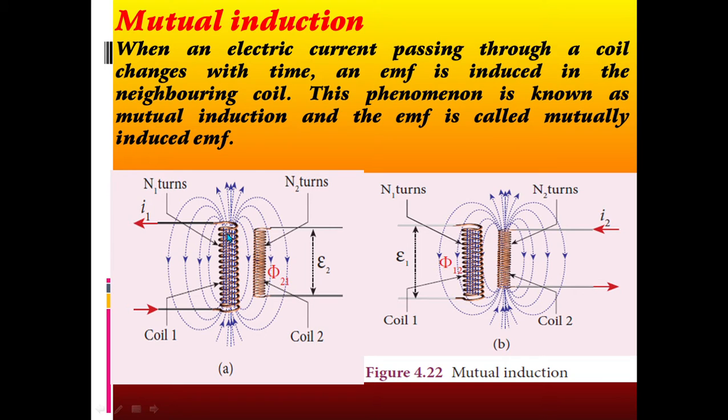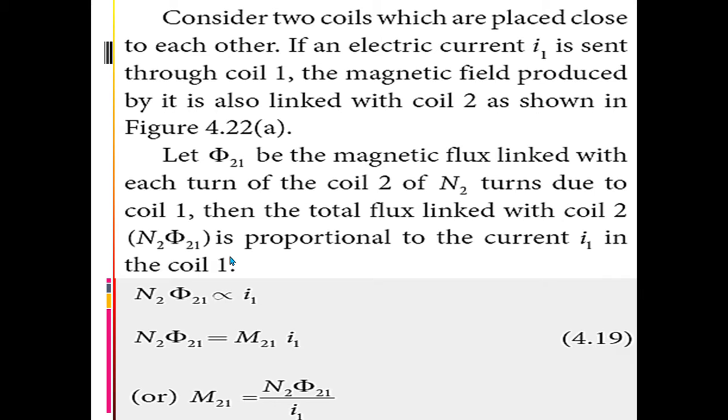It produces a magnetic field. These magnetic field lines pass through the neighboring coil, which produces an EMF. This EMF of coil 2 opposes the further growth of current in the primary coil. So the magnetic field produced by it is also linked with coil 2 as shown in the figure.